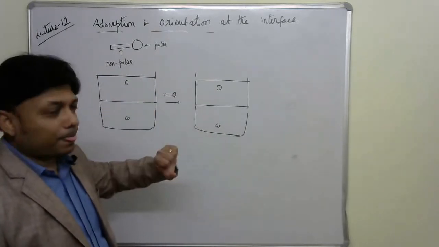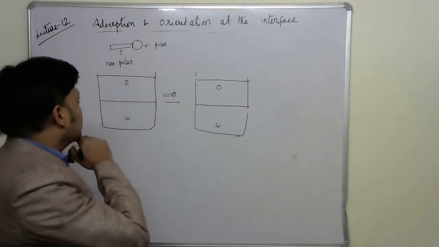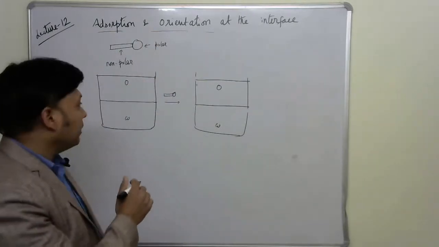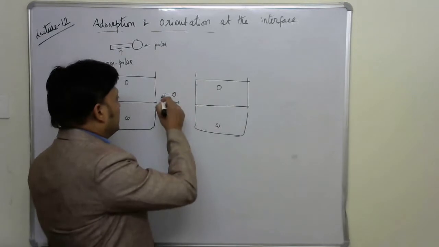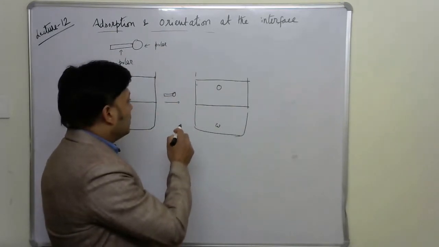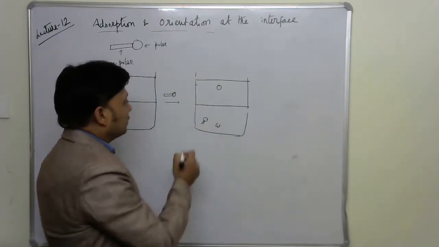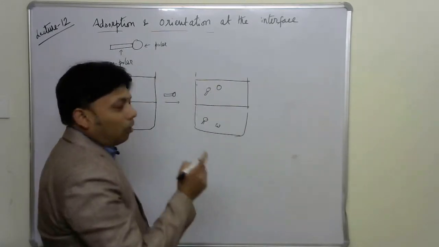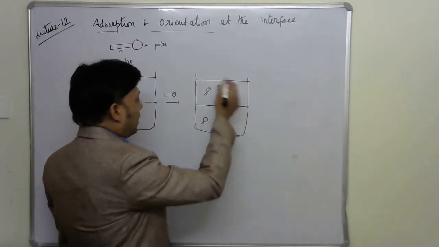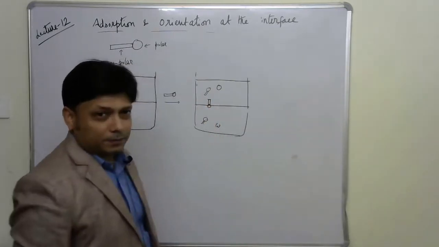There are two phases, and if we add the same type of molecule here, okay, with a polar head group and a non-polar tail, what we can expect is that this molecule, due to its polar head group, may stay in the water like this, or it may stay in the oil phase like this, or it may stay at the interface, burying its polar head group in the water and its non-polar tail in the oil phase.